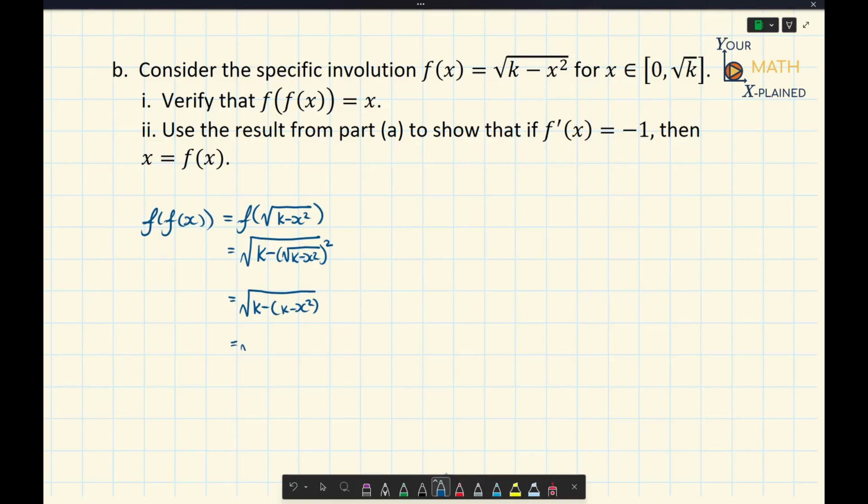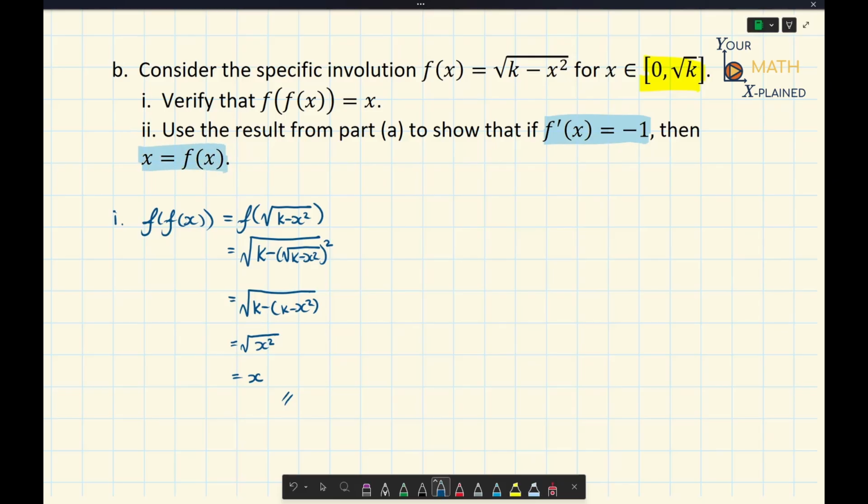Simplifying what's under the square root is going to give us the square root of x squared, which is just equal to x. And notice that we only get positive x because our domain is from 0 to positive root k. So this is part 1. And now for the second part, we want to use the result from part A to show that if f prime of x is equal to -1, then we get x is equal to f of x.